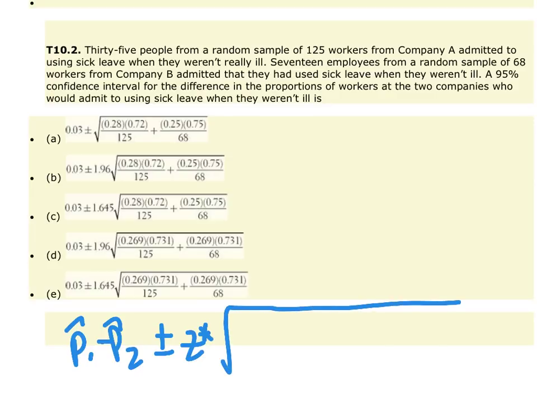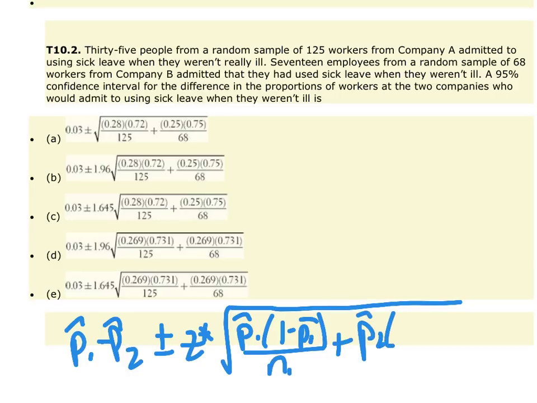And then for our standard error in here, it's going to be p1 hat times 1 minus p1 hat, and that's over the sample size of the first one. And then we're going to add to it the p hat of 2 times 1 minus the p hat of 2, over its sample size of that number 2.